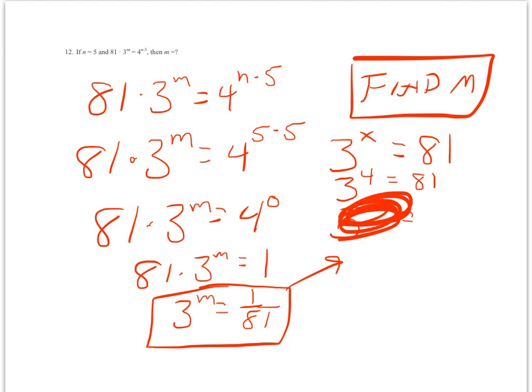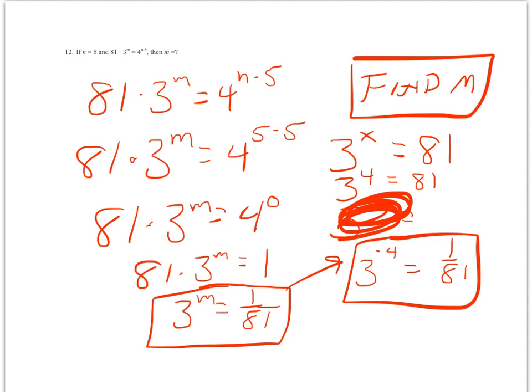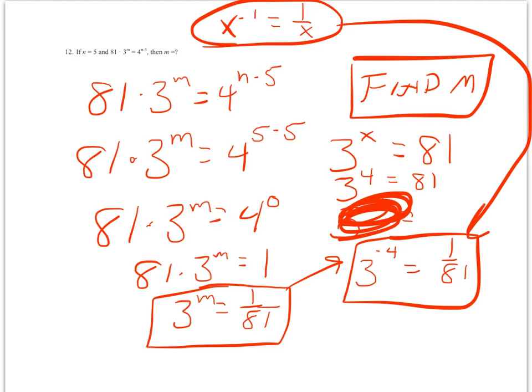Since this is the reciprocal of 81, that means the exponent is the same exponent that would give you 81, but it's the negative. So it's negative 4. 3 to the negative 4 is 1/81. It may not make a lot of sense, and I don't have time to go into it deeply. But it is a fact that x to the negative 1 equals 1 over x. That's the principle that I'm using to get that. So the answer for m is negative 4.